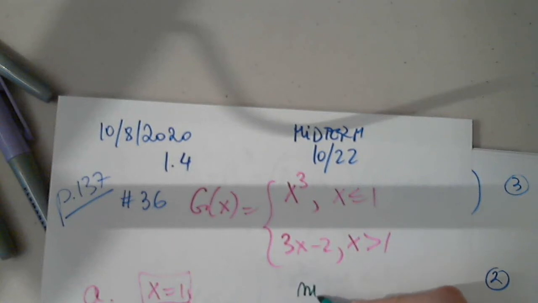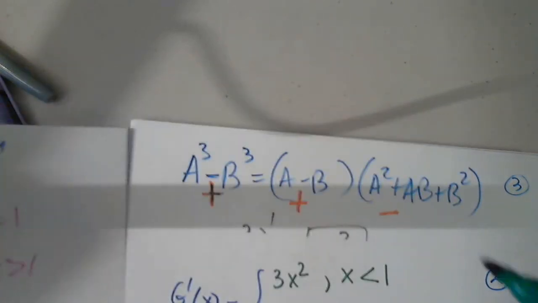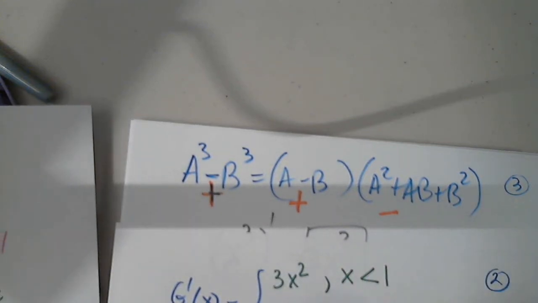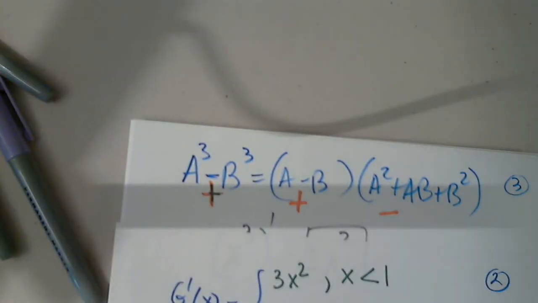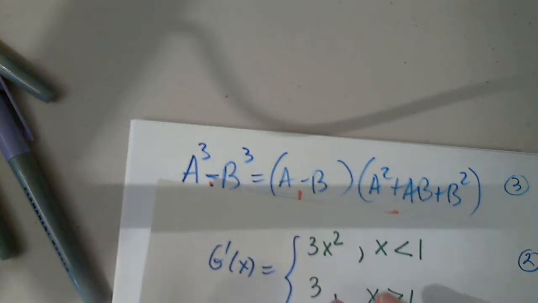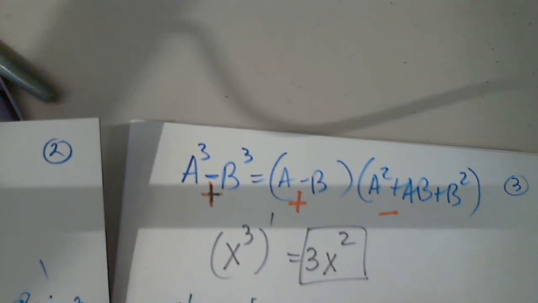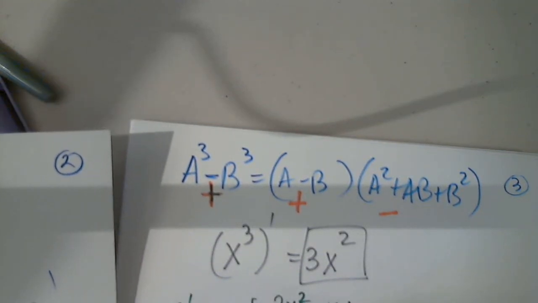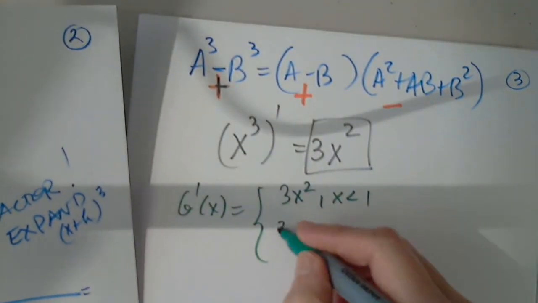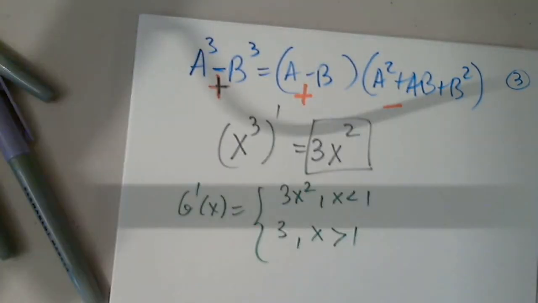Yes, it's the slope. What is the slope of this line? Anyone? 3. Good. Perfect. So I have the derivative. Since I wrote a lot of stuff here, I'm going to copy it here. So 3x squared for x less than 1, and 3 for x greater than 1.